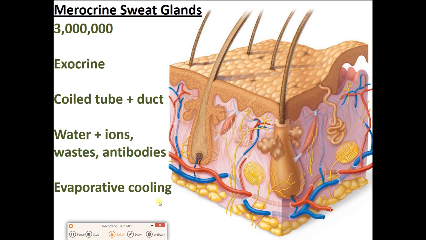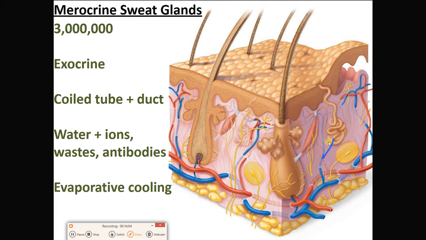Here is one. Let's point one out right here. There's one right there. Beautiful duct and coiled tube. Pore opening to the surface right there. Another one hiding right there as well. These are exocrine glands. What that means is they secrete stuff onto a body surface. They have some sort of secretion. In this case, of course, it's sweat, and it goes onto a body surface. That's what exocrine means. So like your salivary glands, exocrine. Your sweat glands, exocrine. These guys have a coiled tube and a duct.